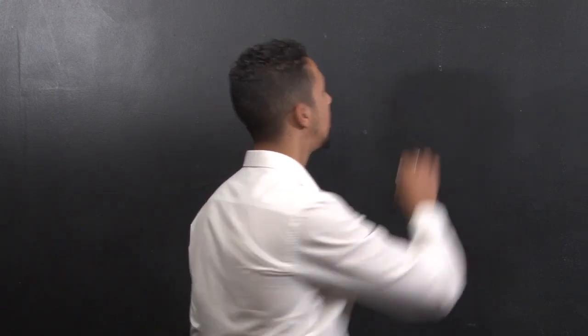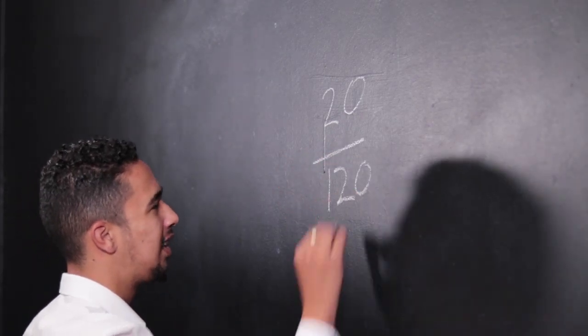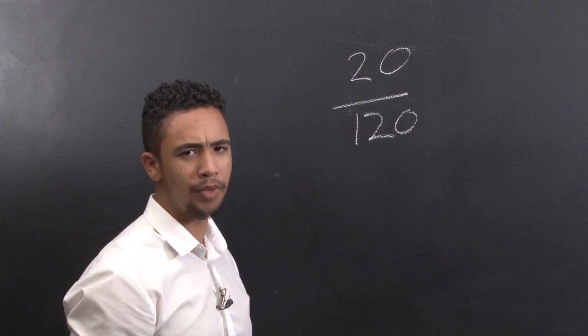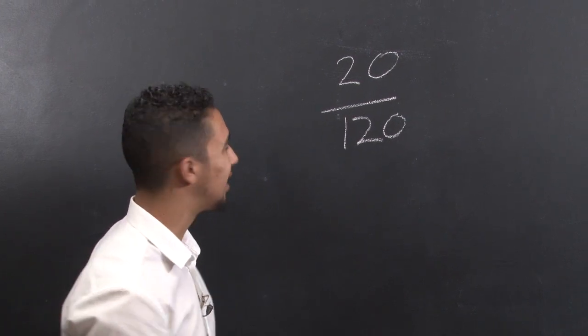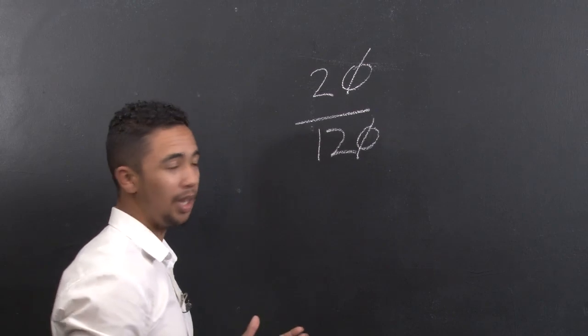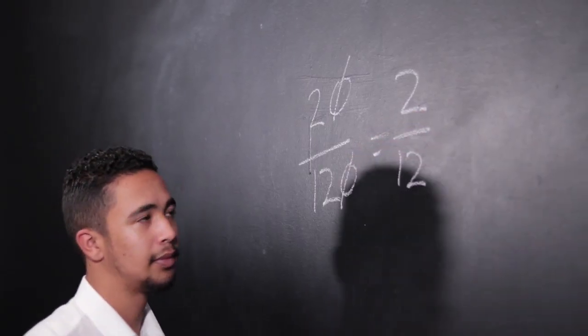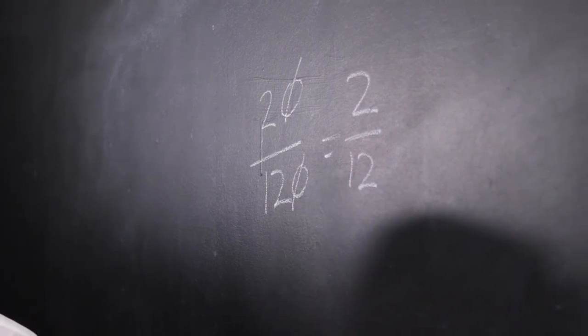So here's another example of fractions and simplification. 20 over 120. Now these are big numbers. When zeros are involved, we can simplify it by scratching out the zeros. Now we are left with 2 over 12. But this is not its simplest form.